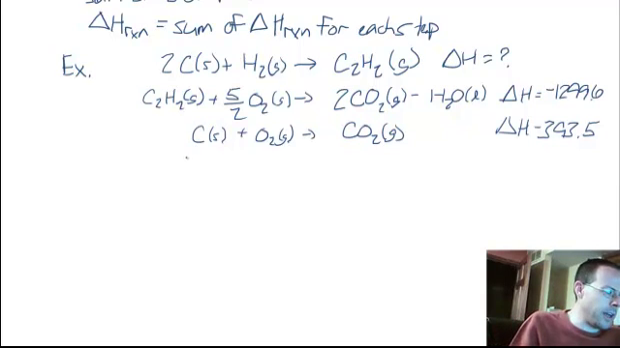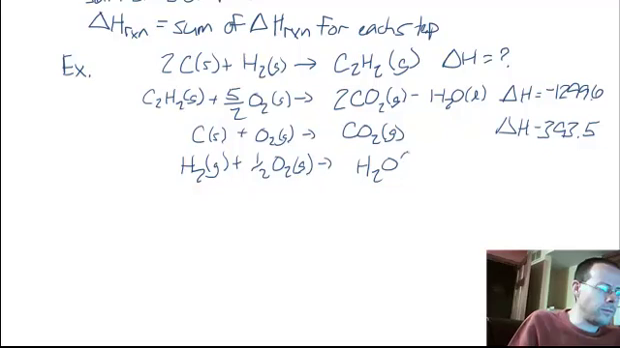And the third equation is hydrogen gas plus half an oxygen gas yields liquid water. This is yet again exothermic, and it gives off 285.9 kilojoules of energy.